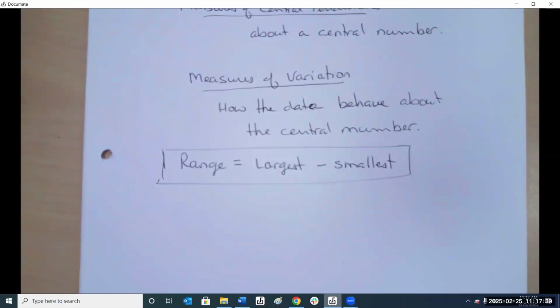How is that different than the mid-range? We don't divide by 2. And so is this number going to be bigger or smaller? And not only that, what do we do? How do we do the top number for the mid-range? We add them. This one, we subtract them. This one finds exactly how far apart are the smallest and largest numbers.